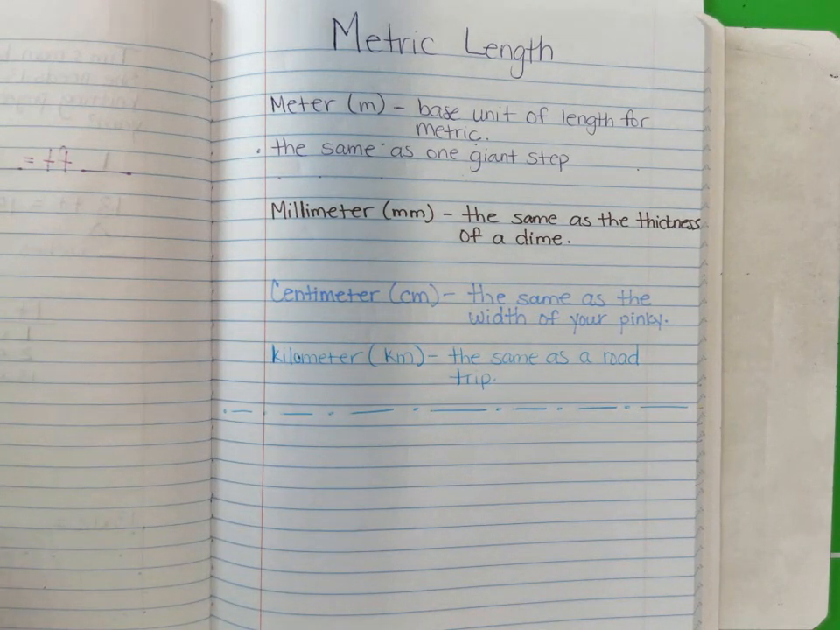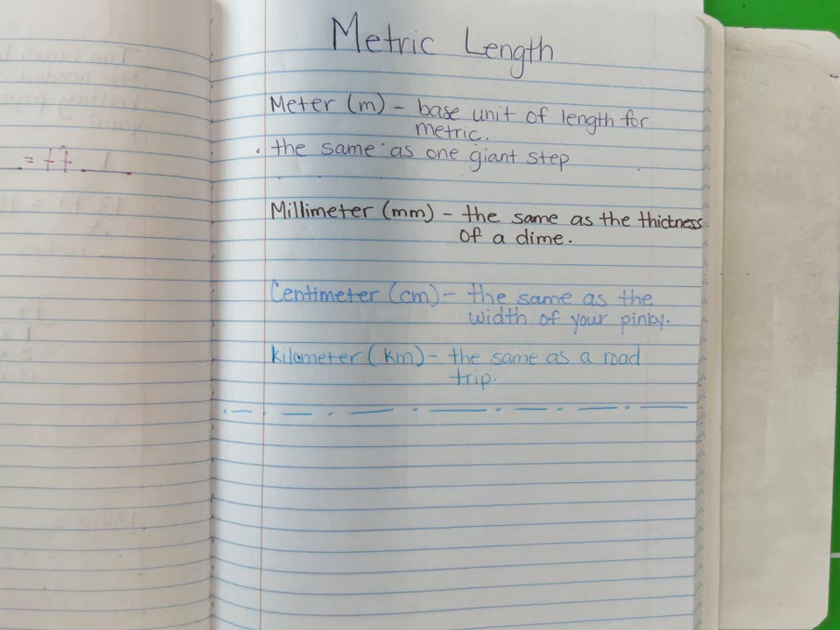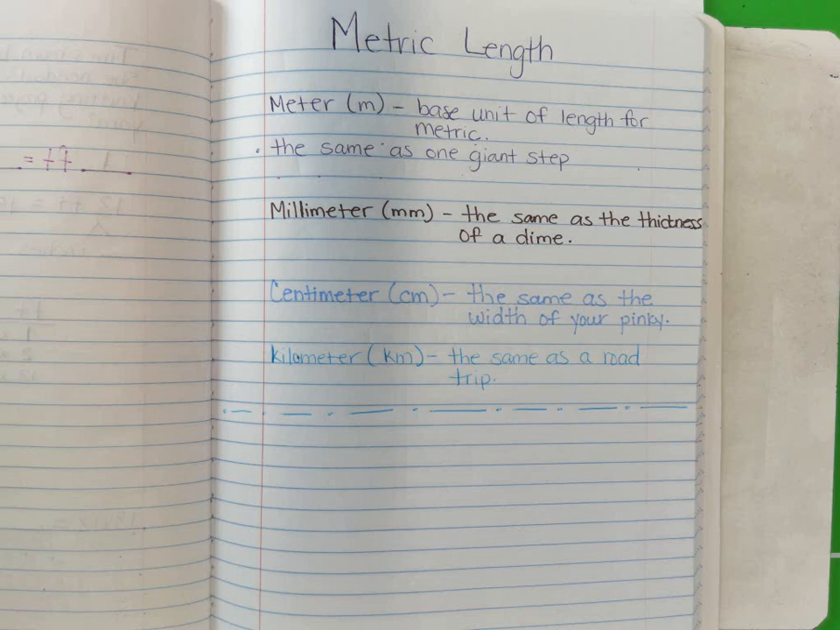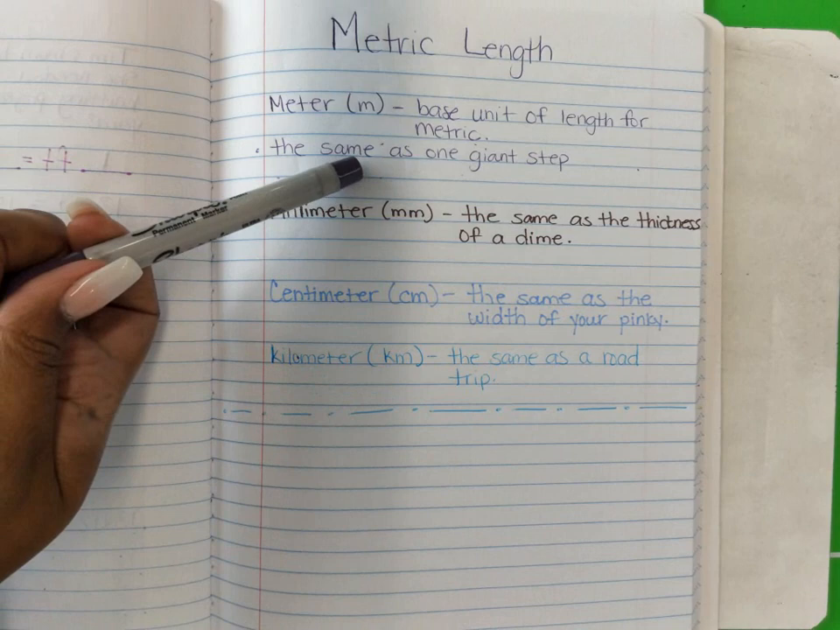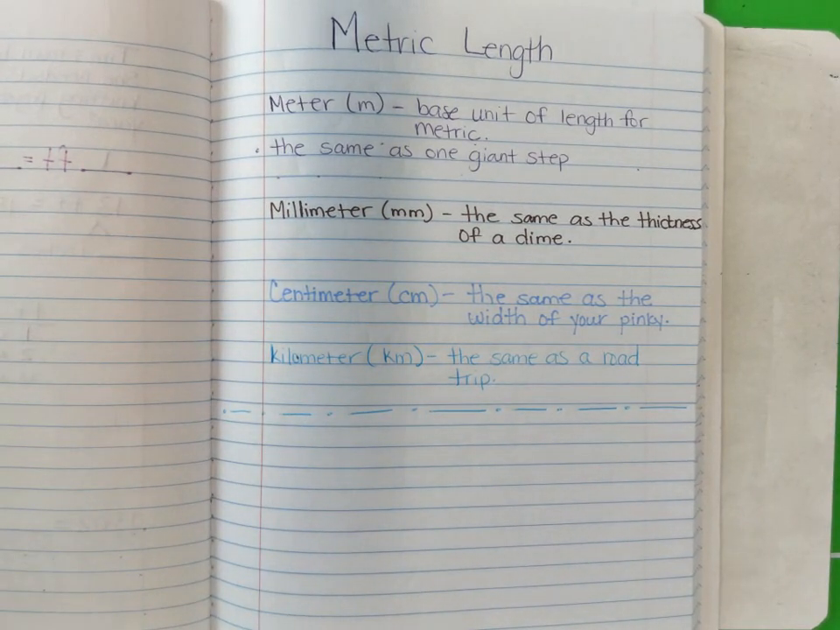And some of the things that we talked about in class that we could measure using meters are some of our larger items, such as the classroom door, the dry erase board, a soccer field, a table, or the height of a tree. Those are things that we can measure in meters because they're larger objects, and one giant step is a larger unit that we could use to measure the distance from one point to another.